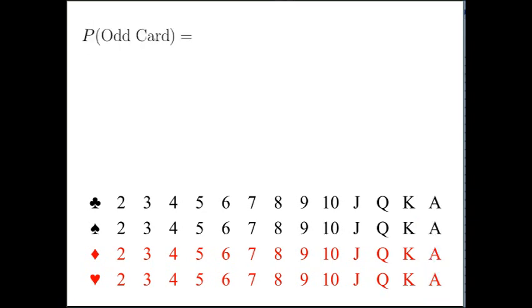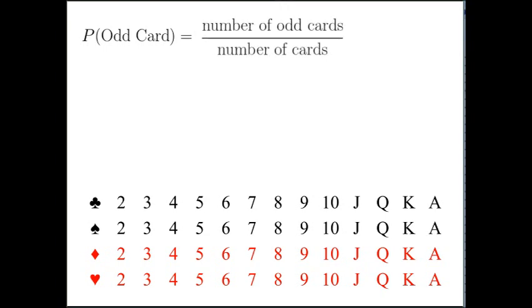So now I want to find the probability of picking an odd card. What this fraction is going to look like for the probability is the number of odd cards that we can pick, the favorable outcome, on top, and the number of outcomes that we can get on bottom, which is the number of cards. So we need to figure out how many odd cards we have and how many cards we have in total to figure out that probability.